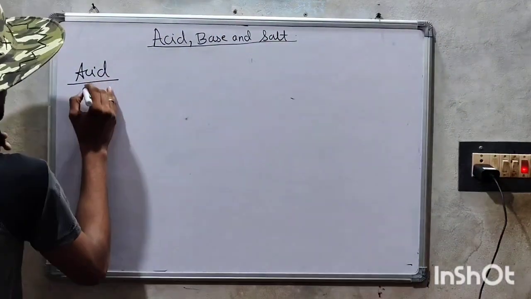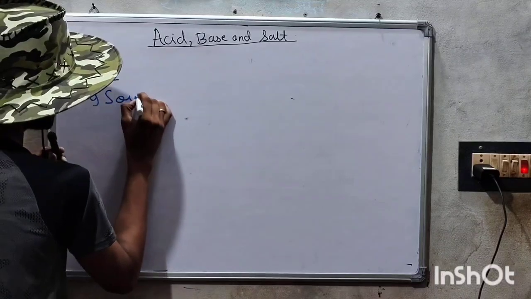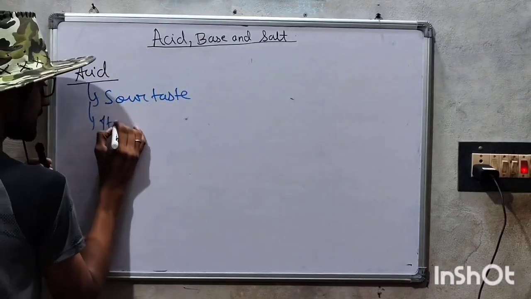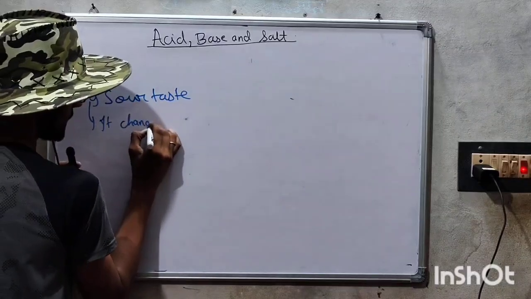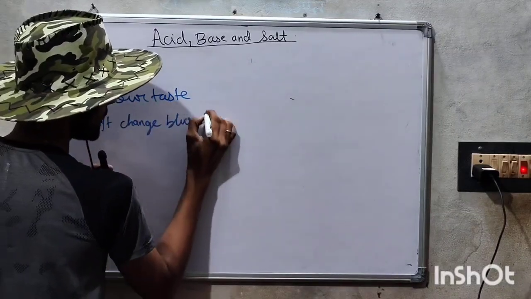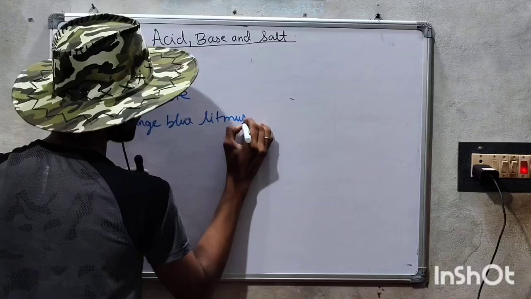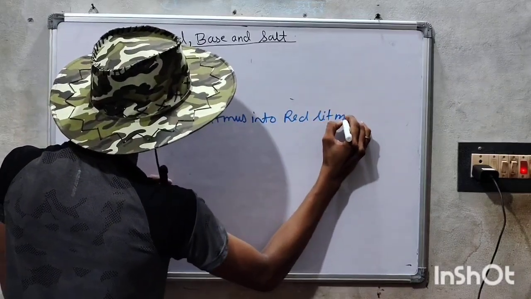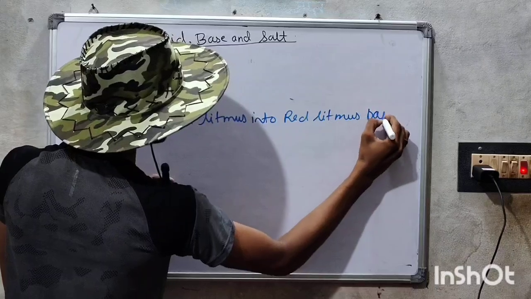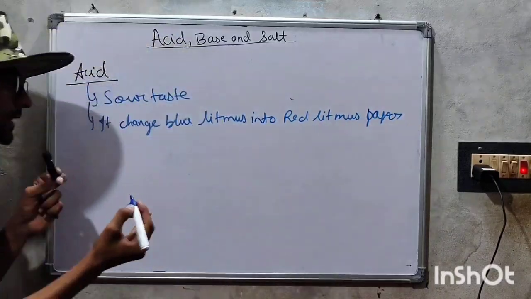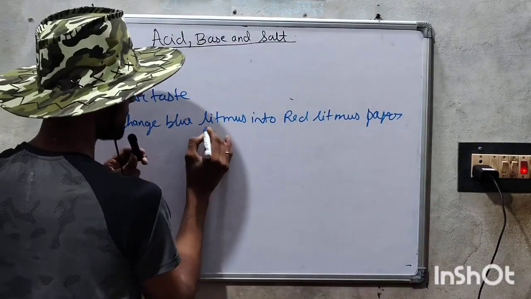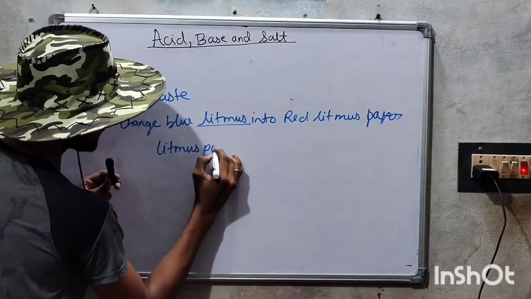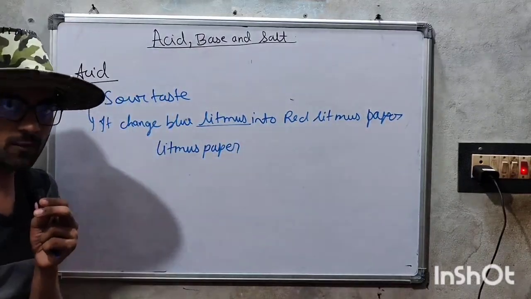An acid is sour in taste. It changes blue litmus paper into red litmus paper. Here we are talking about litmus paper. Generally, litmus paper is a natural paper.